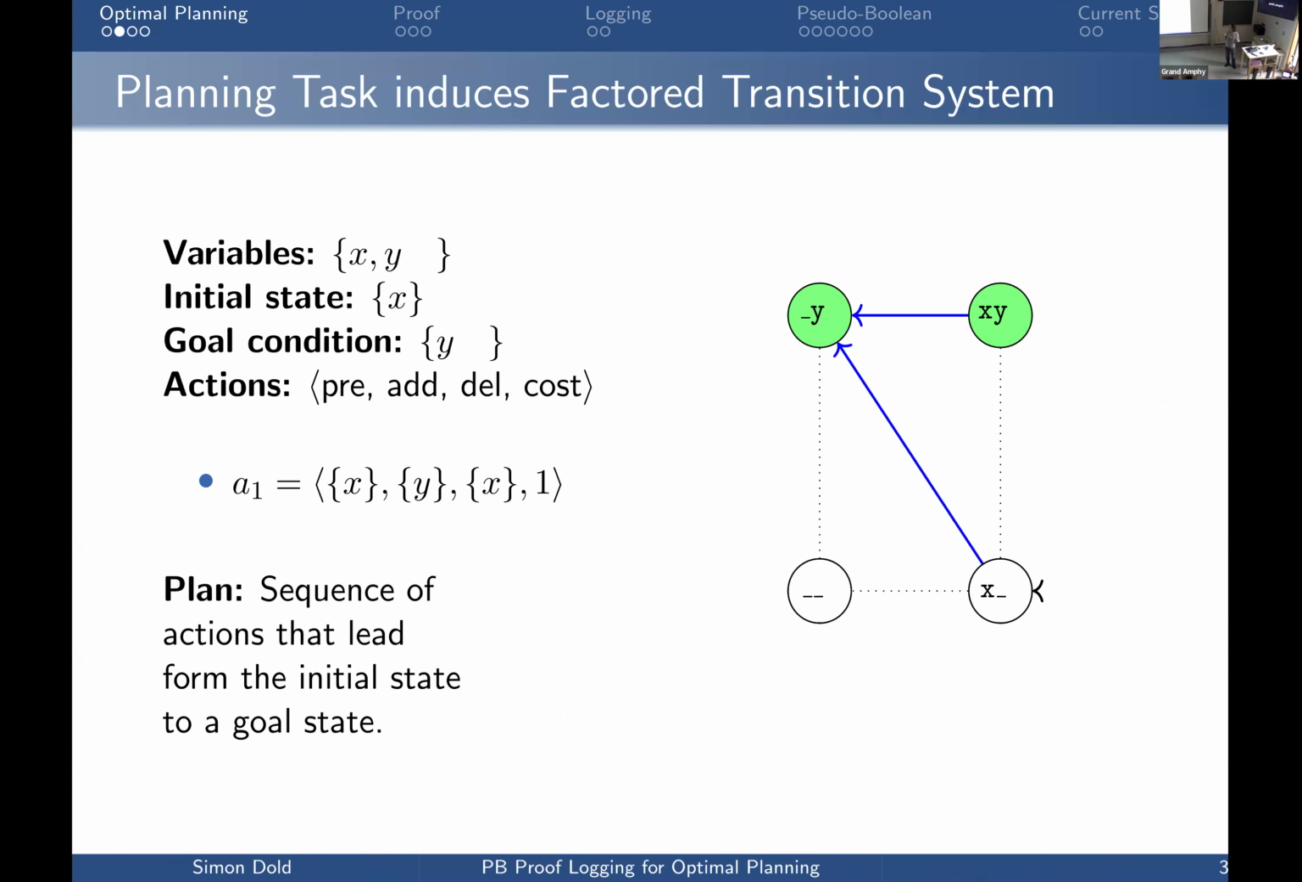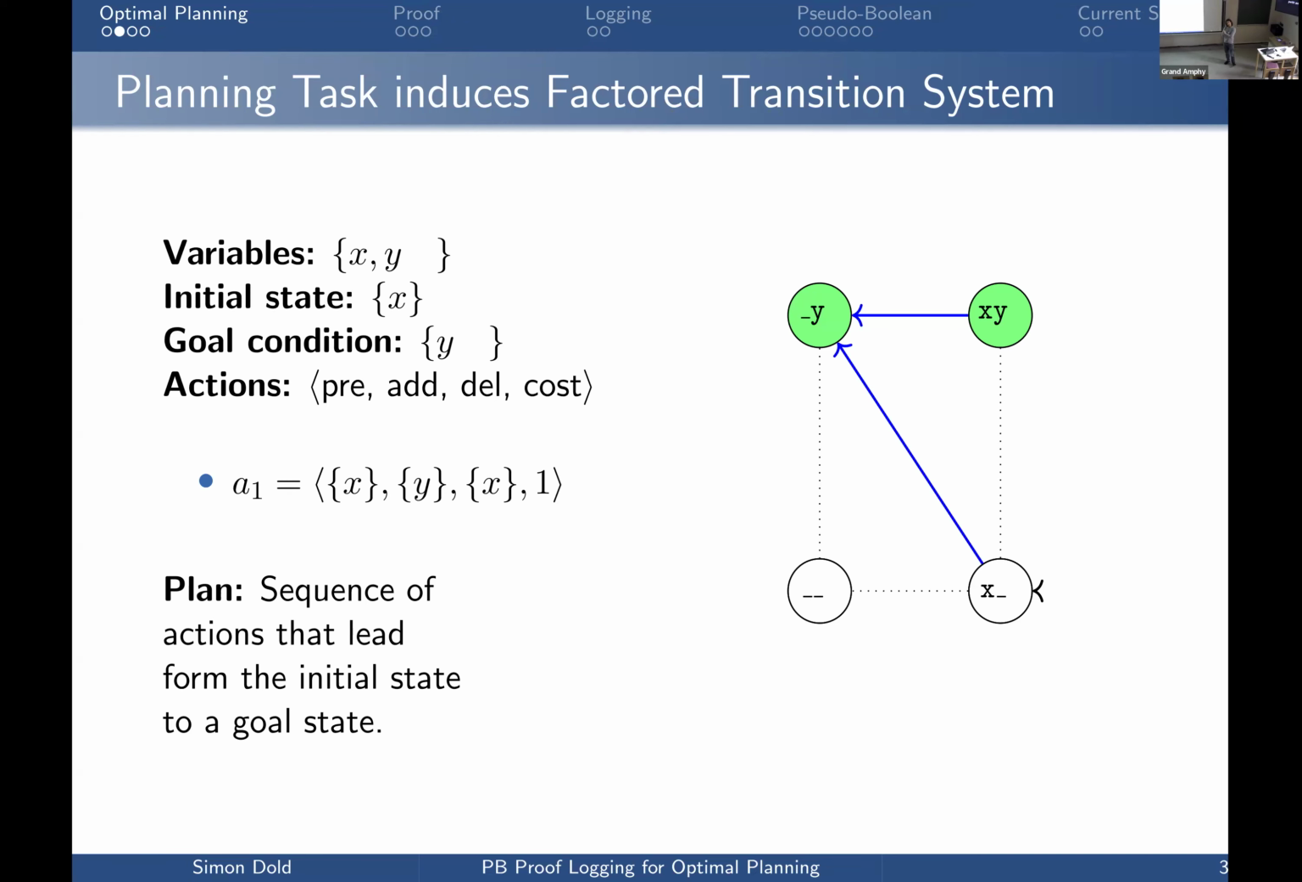In optimal planning, we consider planning tasks. They consist of a set of variables, an initial state, which is a subset of the variables, a goal condition, which is also a subset of the variables, and there are some actions that have a precondition saying when I am allowed to apply an action. They have an add effect saying when I have one state and then apply the action, how the successor state would differ by adding some variables to it.